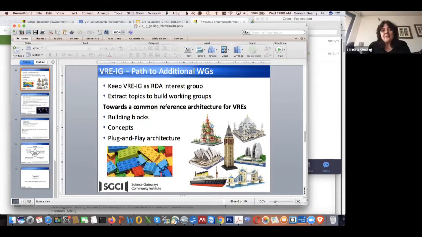So with this, I stop sharing because my next slide is about science gateways towards a reference architecture, and I would give the word to Simi.